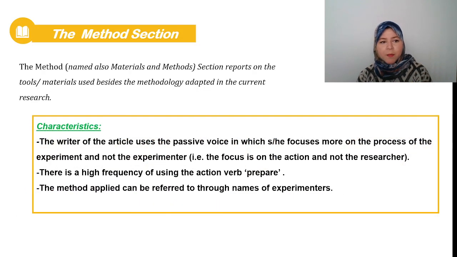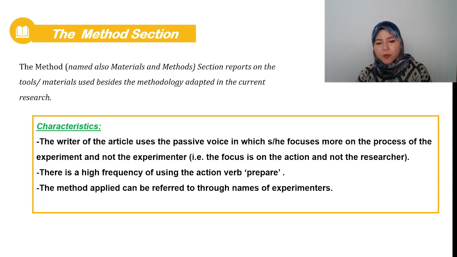The method section, also named Materials and Methods, reports on the tools or the materials used, besides the methodology adopted in the current research. The main characteristics of the method section: the writer of the article uses the passive voice, in which he or she focuses more on the process of the experiment and not the experimenter. In other words, the focus is on the action and not the researcher.